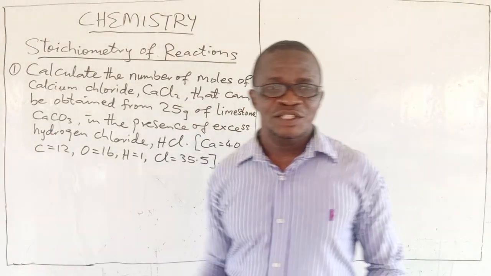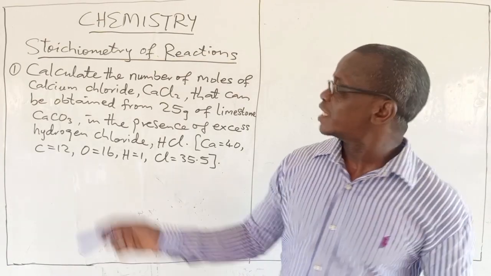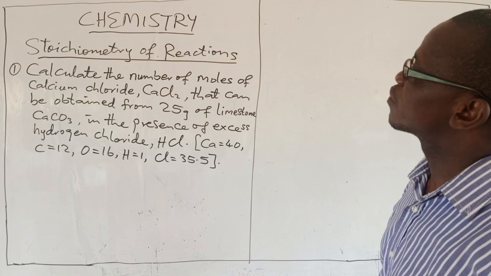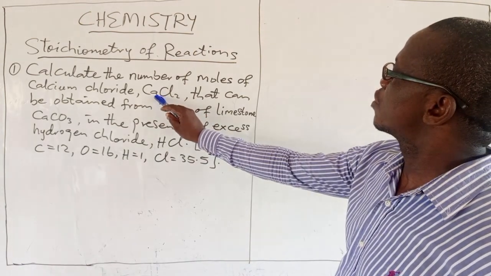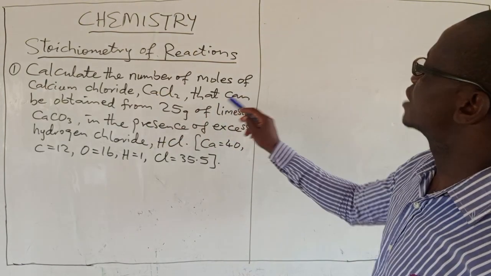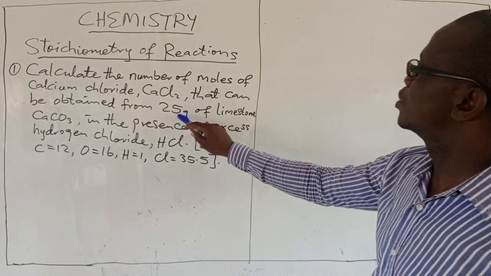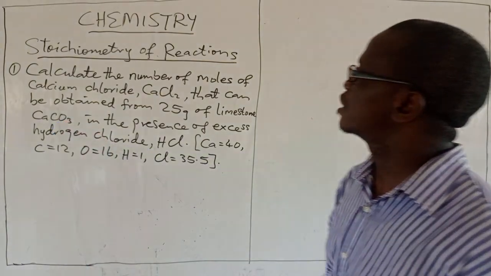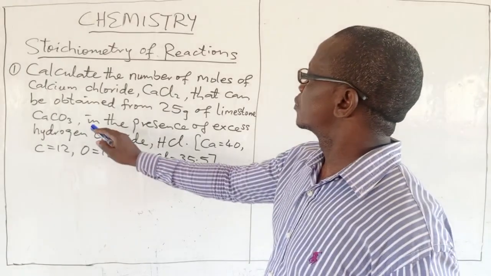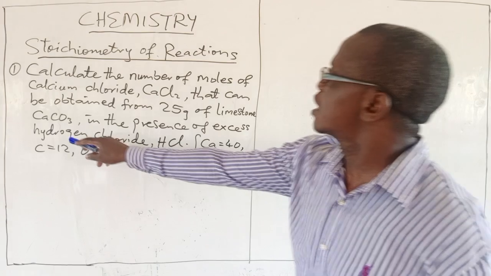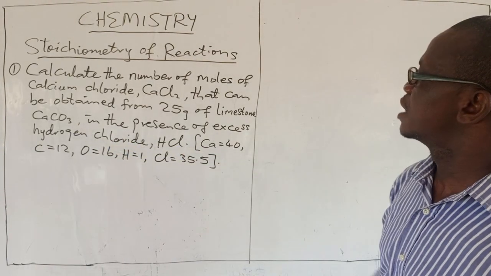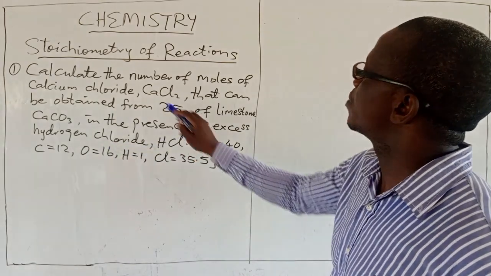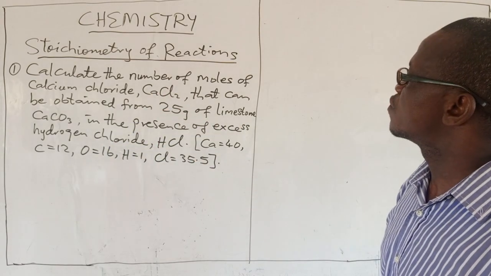Okay, the question is given. It says, calculate the number of moles of calcium chloride, this is the formula for calcium chloride, that can be obtained from 25 grams of limestone. This is the formula for limestone, calcium trioxocarbonate(IV), in the presence of excess hydrogen chloride, this is the hydrogen chloride. They have given you the masses of all the elements that they are using in those formulae.